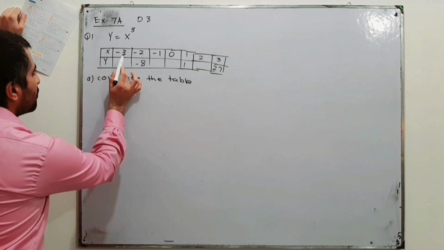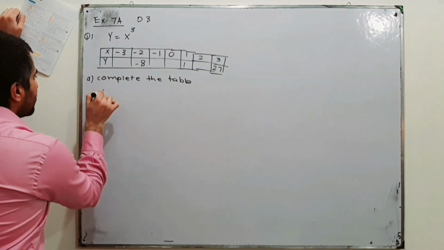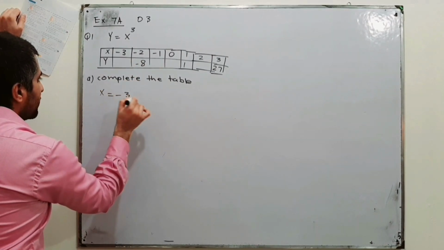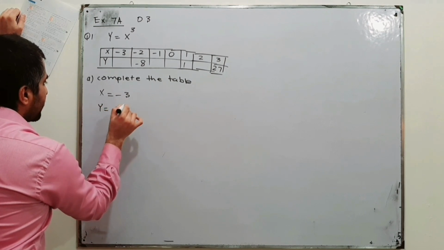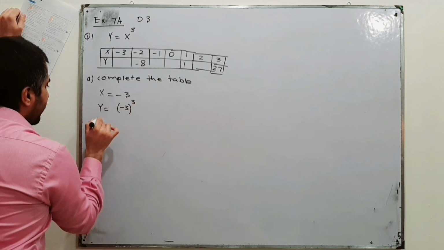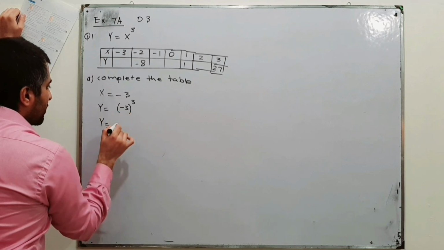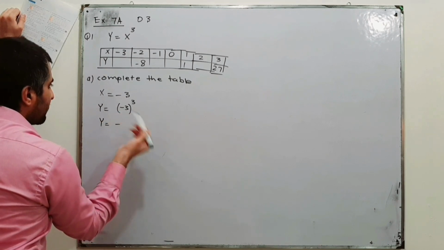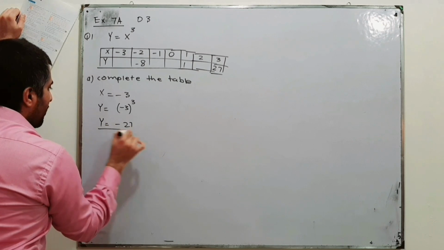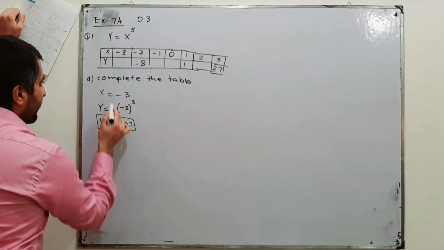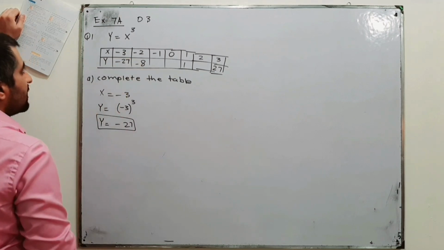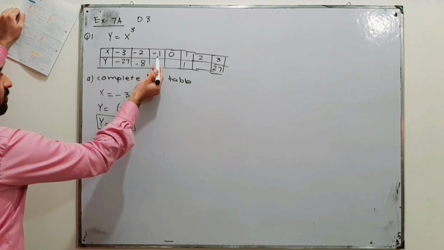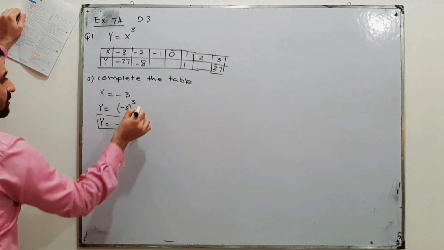Now that is how you are going to complete the table. You simply need to put the value of x, which is minus 3, over here. So when x is minus 3, find y. y will be minus 3 cube, and that will be minus 3 into 3, 9, 9 into 3, 27. Okay, we got 1. When x is minus 3, y is minus 27.